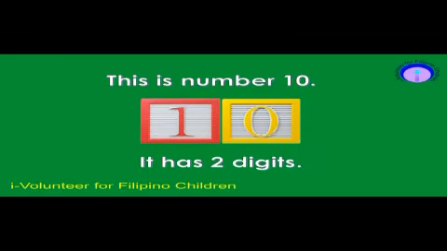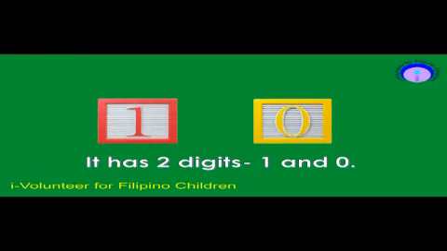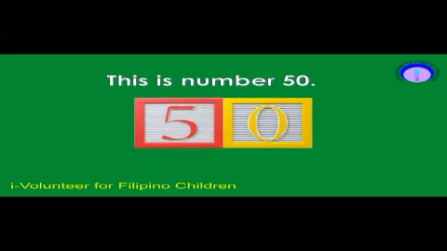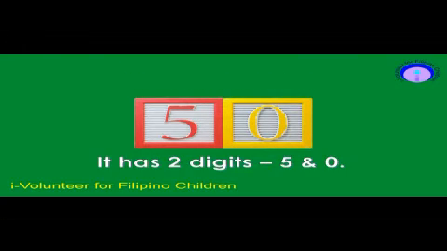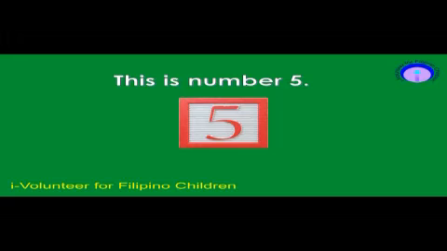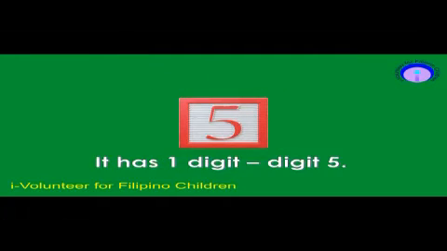10 is an example of a 2-digit number. The digits are 1 and 0. This is number 50. It has 2 digits, 5 and 0. Another example is number 5. It has only 1 digit. Therefore, the digit is 5.